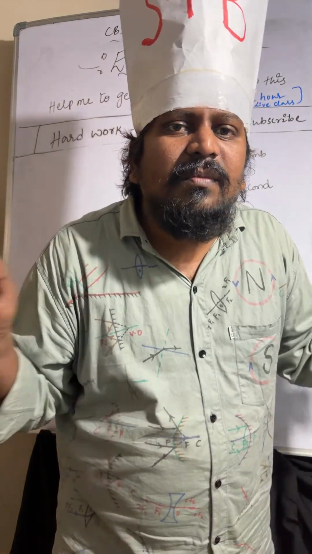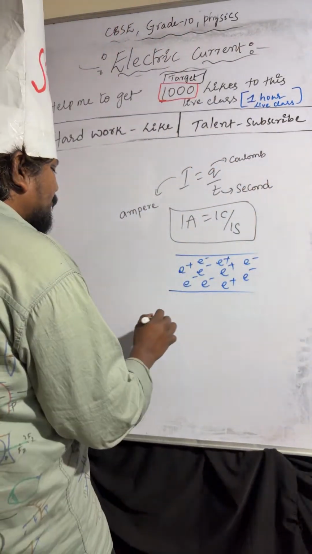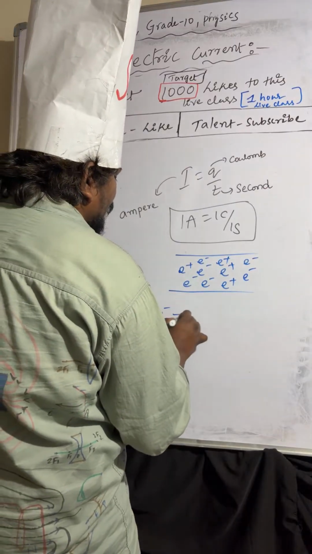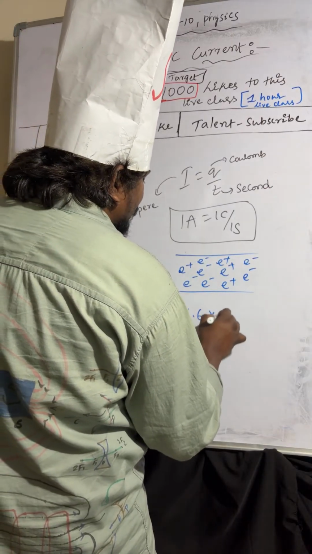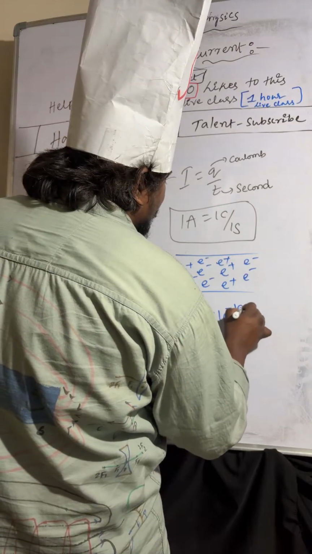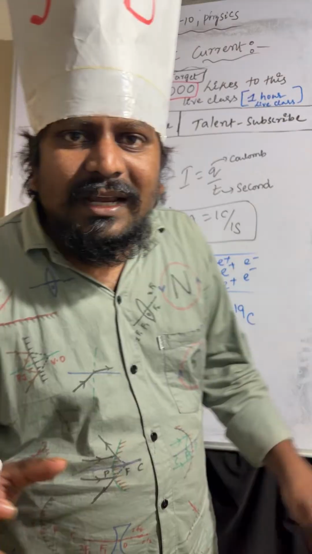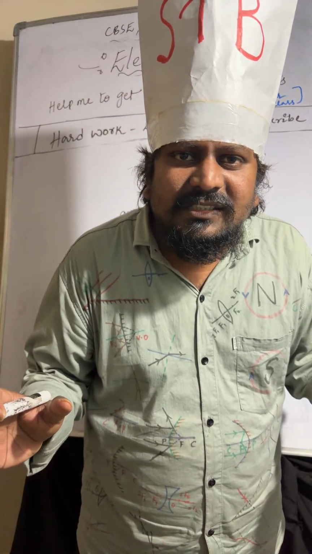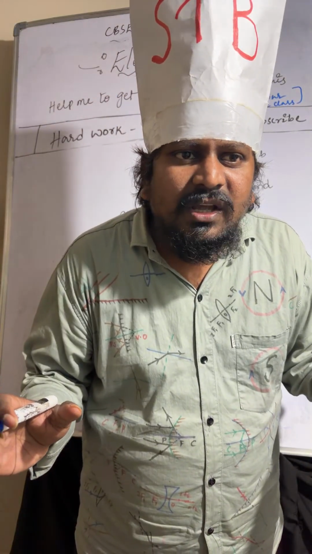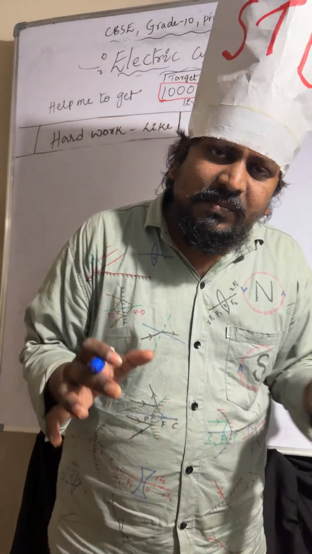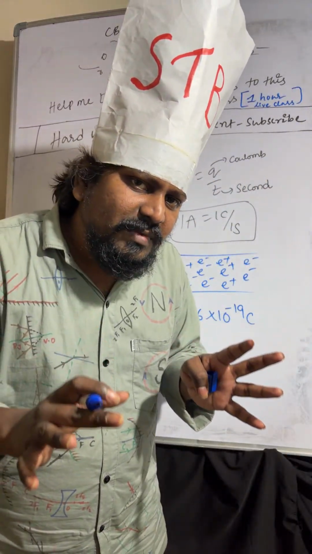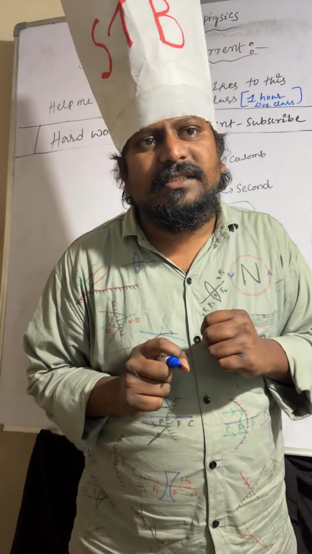On one electron, how much charge is present? On one electron, 1.6 into 10 power minus 19 coulomb is present.